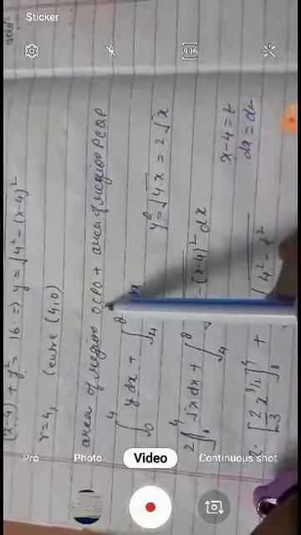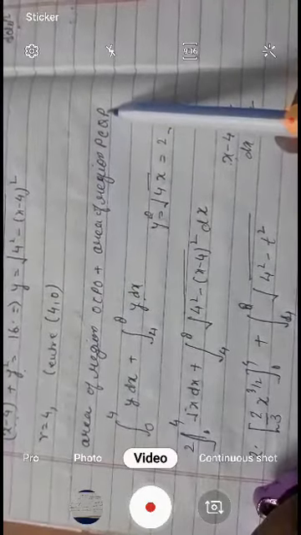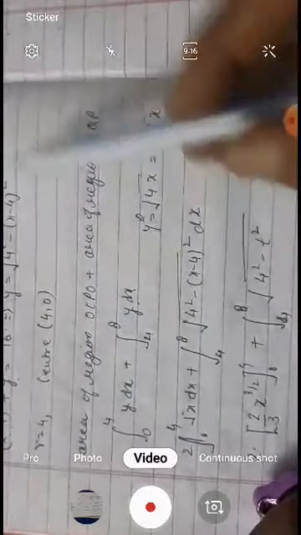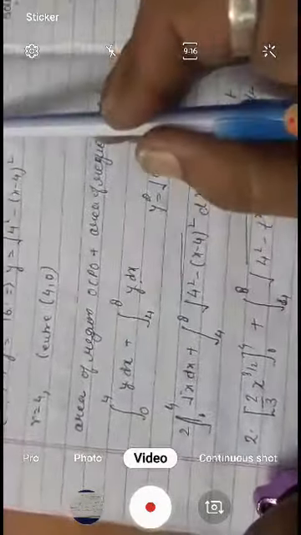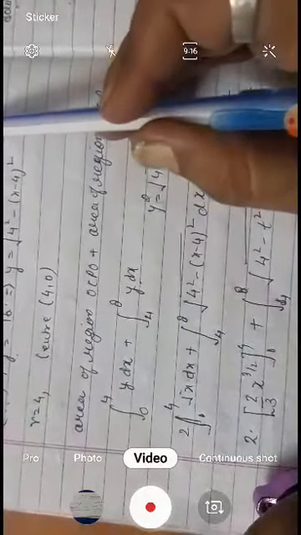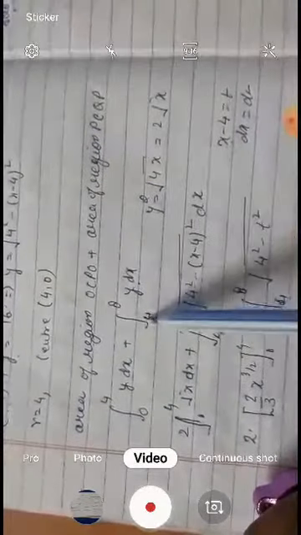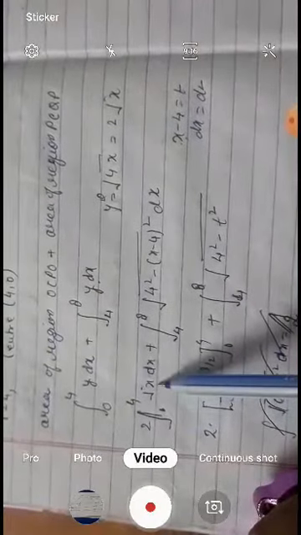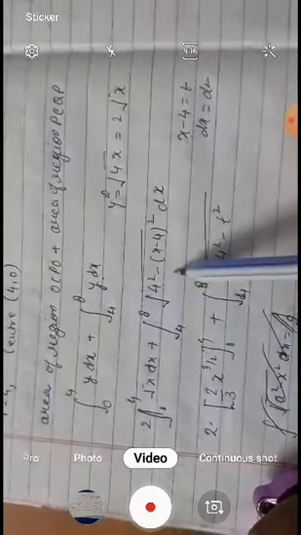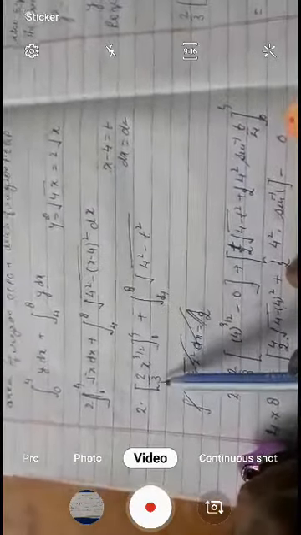Area of the region OCPO plus area of the region PCQP is the format of the equation, and we have to decide the limits 0 to 4 and 4 to 8. It is 0 to 4 and 4 to 8. This section, so much of the section we are taking, and both will be added. First the value of y will come, √(4x) dx, and after that this value will come. Both will be solved, and after solving we get the value of this.